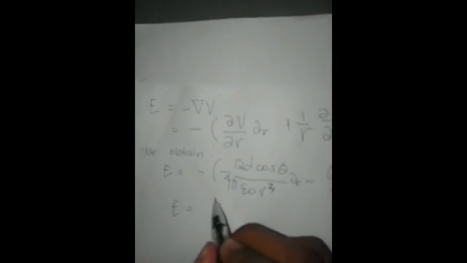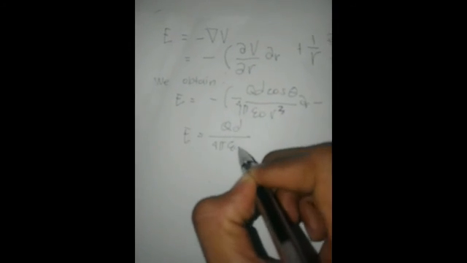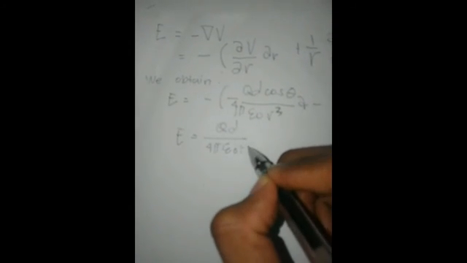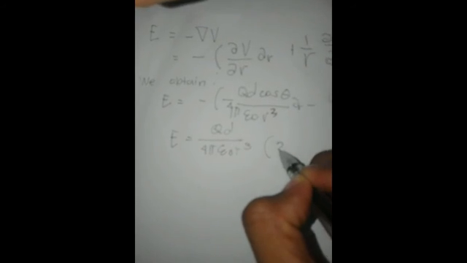So for the correction, this is not squared, this is cube, r cube. Then E would be q d over 4 pi permittivity r cube multiplied by 2 cosine theta a sub r plus sine theta a sub theta. This will be the value of our E.